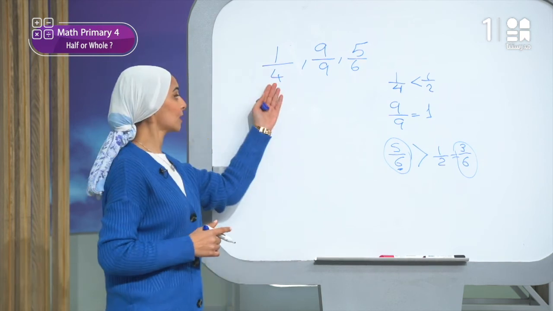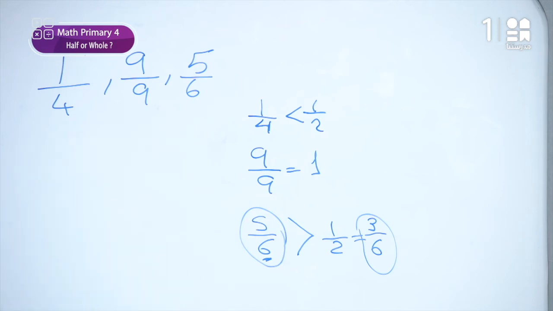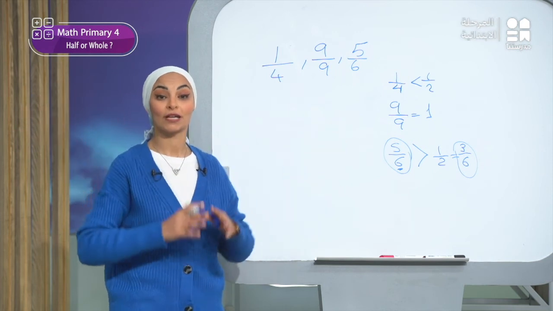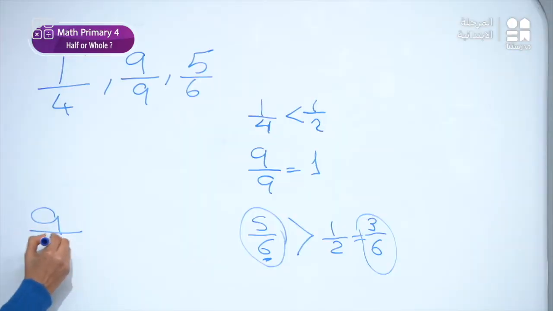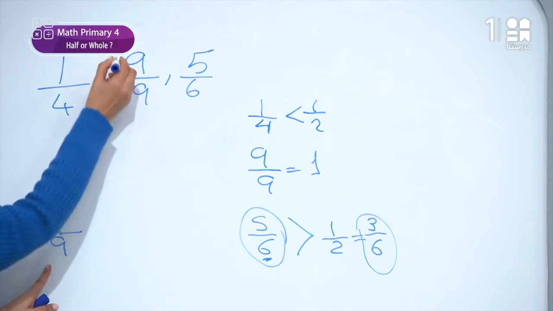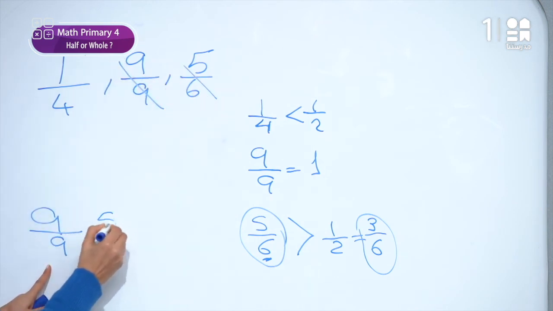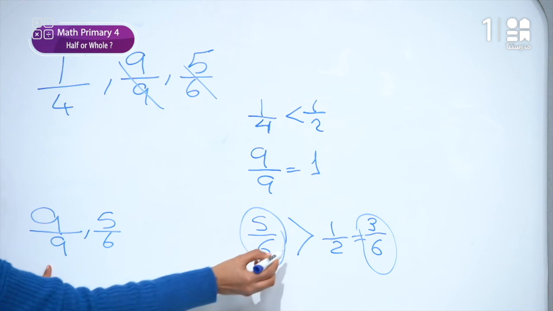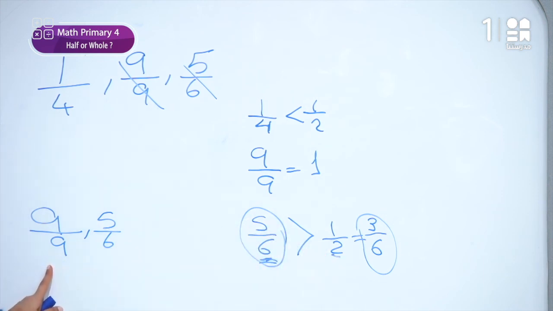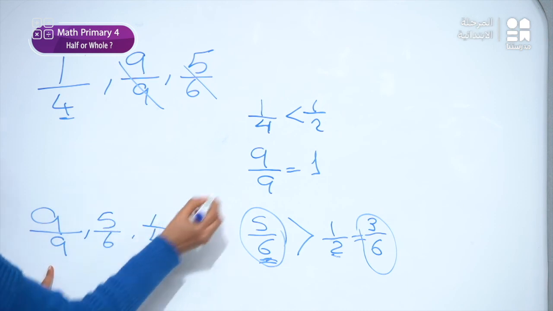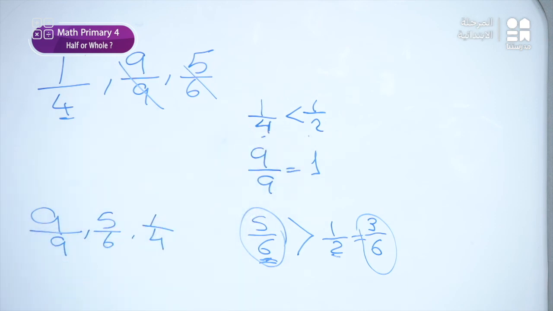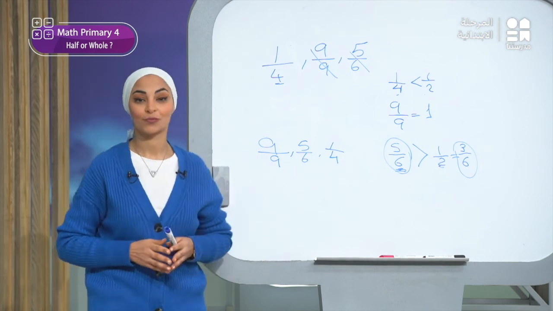So when I need to order these three fractions, what should I do? Yes, I will order them from the greatest to the least one. So what do I start with? Surely I will start with 9 over 9, which represents 1. And then what should I write? I will write 5 over 6 because 5 over 6 is greater than half. And the least one is what? It is 1 over 4 because 1 over 4 is less than half. And this is my answer of this problem.